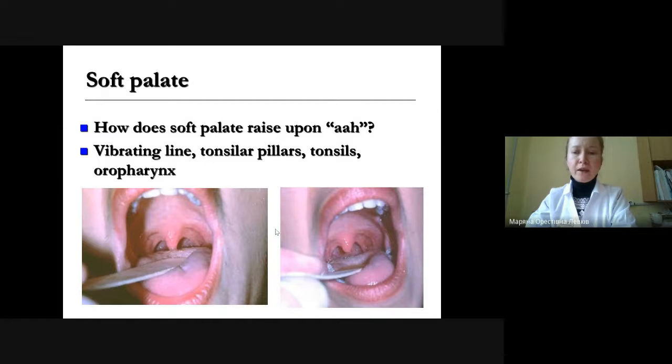Soft palate. To check the soft palate, the patient should say ah, and the dentist can check the vibrating line, tonsillar pillars, tonsils, and oropharynx. For any abnormalities, any plaque, redness, and so on.